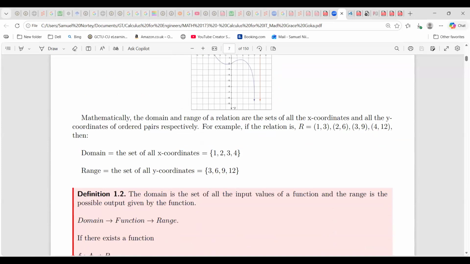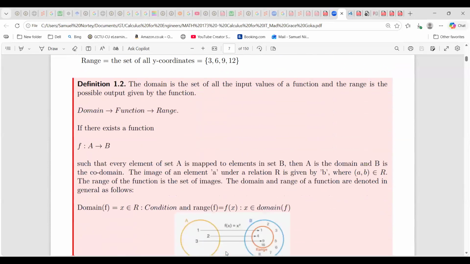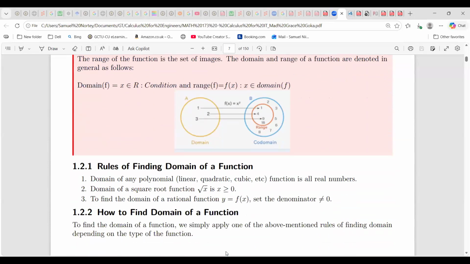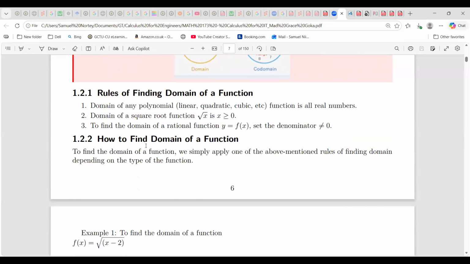So the domain will be the x inputs, and then the range will be the y outputs. Basically, they are using the graph to find the domain and the codomain. So when you pick the domain, you substitute into the function, and the function will give you the range. Actually, what I'm looking for is the definitions here. Here, this is what I'm looking for.